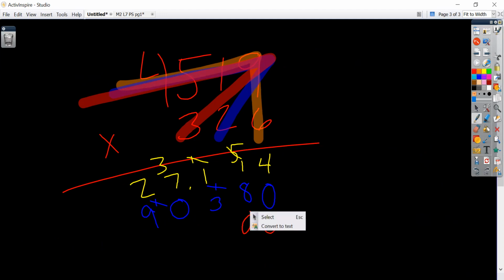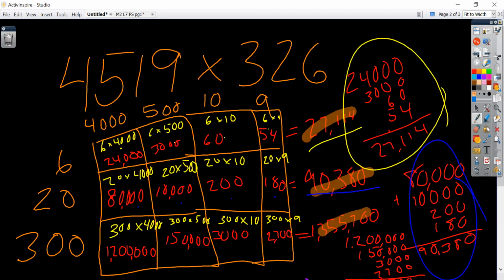Now that we're in the hundreds place, 3 times 9 is 27. 3 times 1 is 3, plus 2 more is 5. 3 times 5 is 15. 3 times 4 is 12, plus 1 more is 13. 1,355,700. Double check it over here. That's exactly what it is. Saving us 1, 2, 3, 4, 5 steps.